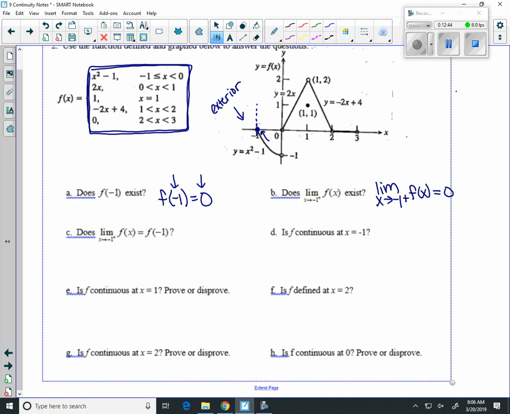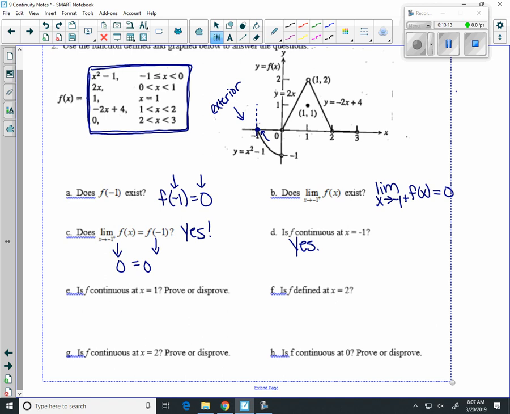Does the limit as x approaches -1 from the right of f of x equal f of -1? Well, we just said that the limit was 0 and that the output was 0, so absolutely they match. So is f continuous at -1? It absolutely is. We have exterior point continuity there. The function is not defined to the left of -1.